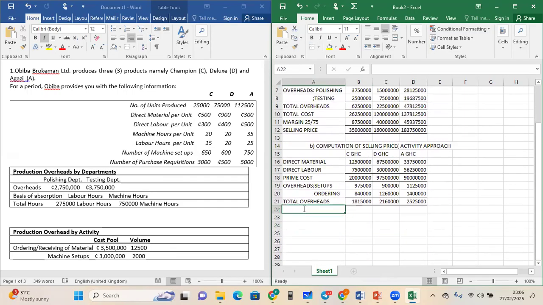So now let's do the margin. It is going to still be 25 over 75. So the first one is going to be bracket 25 over 75 times it. Right, we do the same thing for all of them.